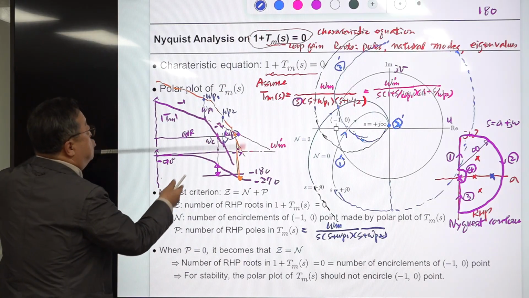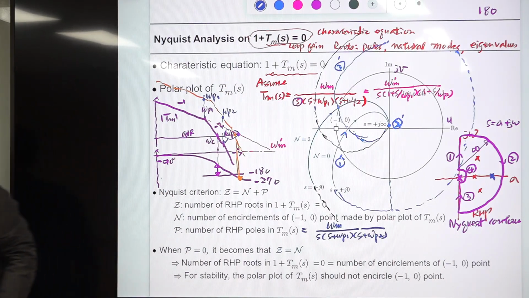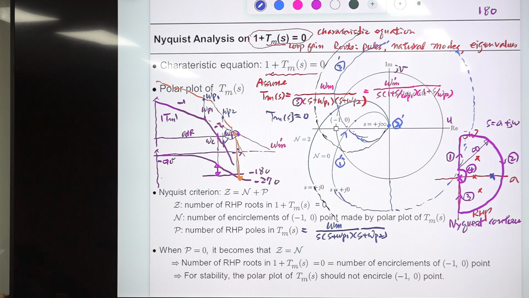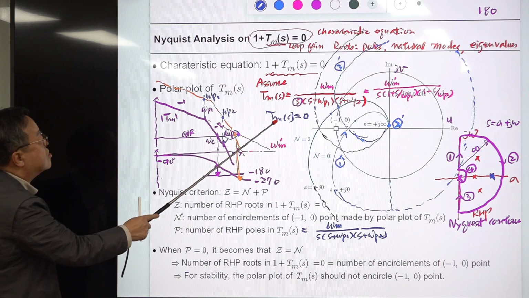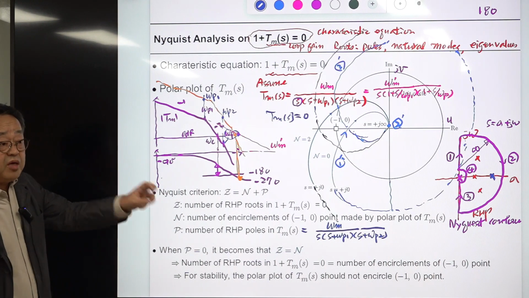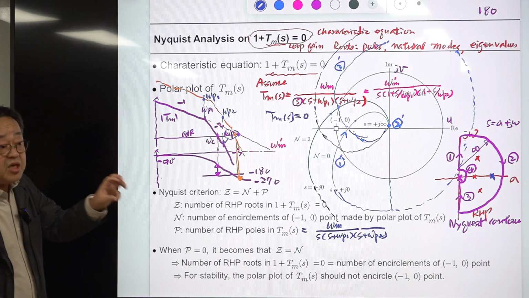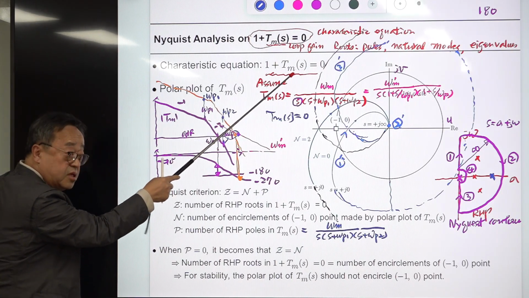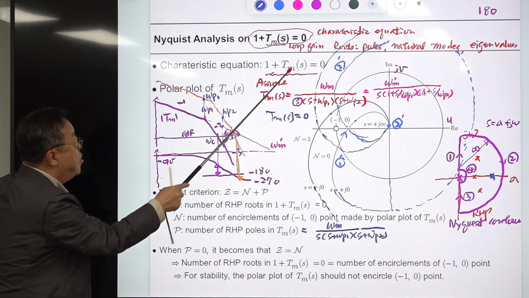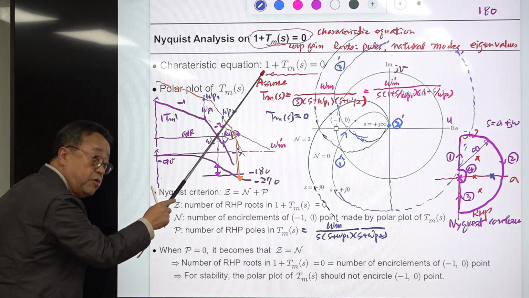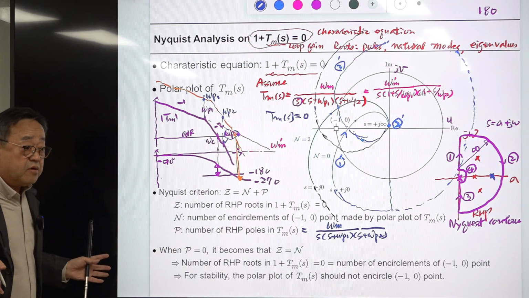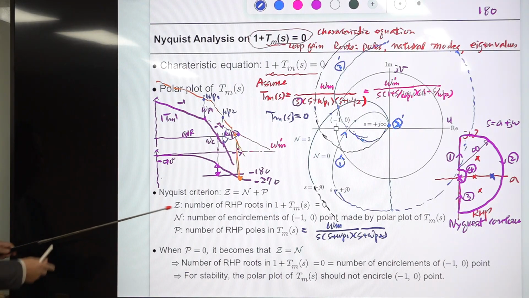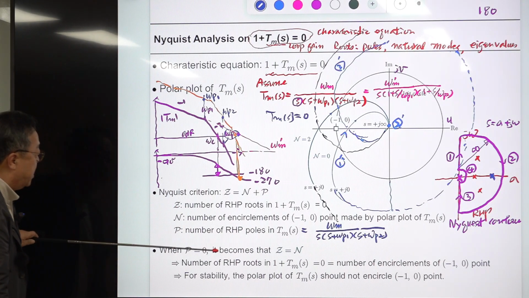What we are interested in is the root of this one and this one. Tm(s) equals 0 is some equation, but we are not interested in that. The roots of this and this are entirely different. 1 plus something equals 0, and something equals 0, are entirely different equations, because this is a rational function of s. It has a numerator and denominator, so you should multiply by the denominator here. Then the equation changes a lot. Entirely different story.